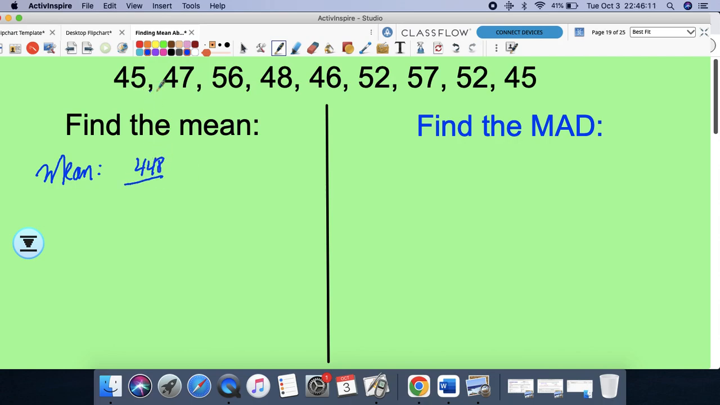We're going to divide by 1, 2, 3, 4, 5, 6, 7, 8, 9. Divide that by 9. And our mean is going to be 49.77. Actually, it's going to be rounded, because in the calculator it's 49.7777, right? So we're going to use 49.78. Okay, so that's our mean.